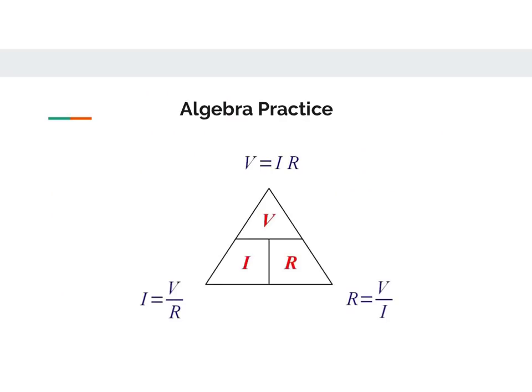Okay, because we have a three variable equation again, where one is the product of two of the others, we have a triangle. So if we want to find the voltage and we're given current and resistance, we use V equals IR. If we're trying to find the current, we can take voltage and divide it by resistance. And if we're trying to find the resistance, we take the voltage and divide it by the current.